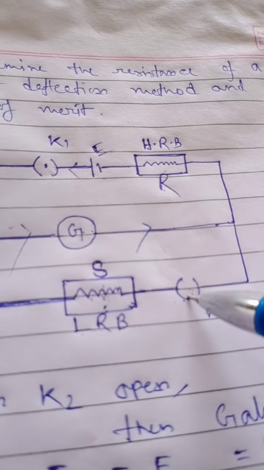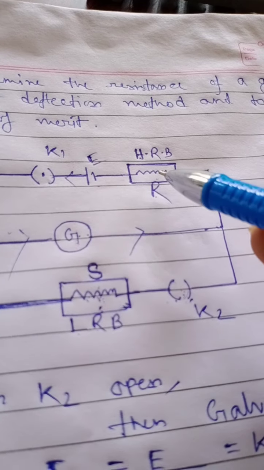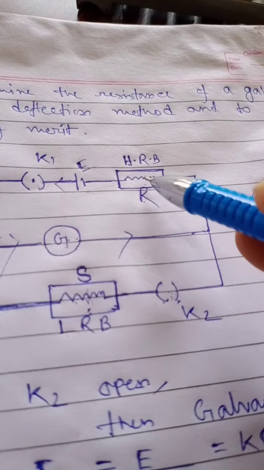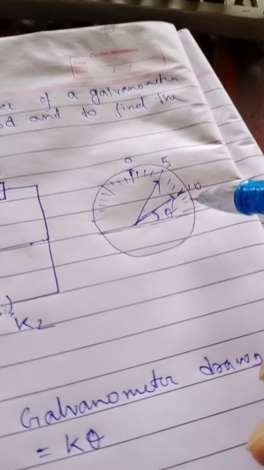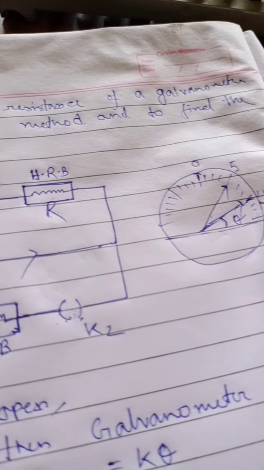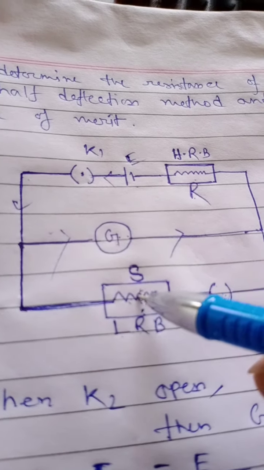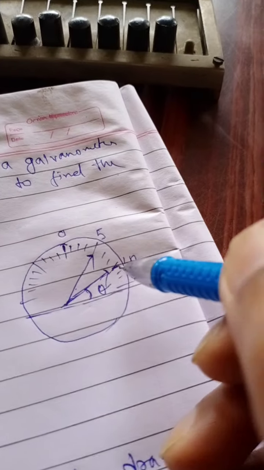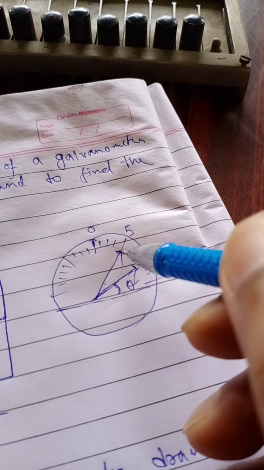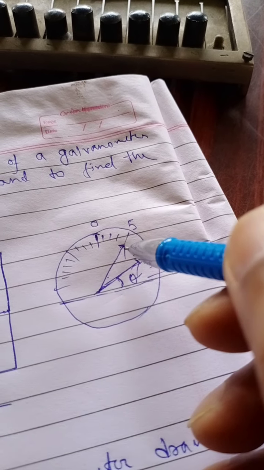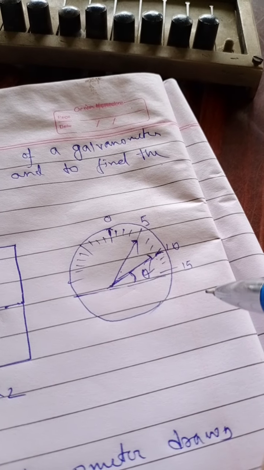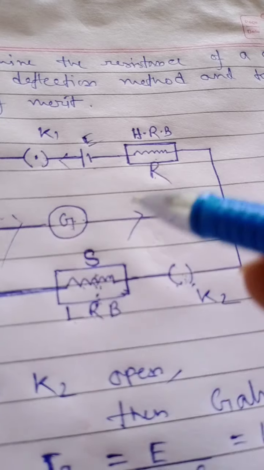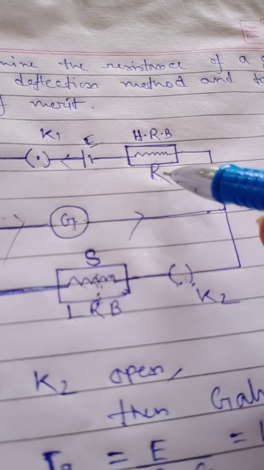So at first this was disconnected. I repeat once more, this was disconnected, and in the high resistance box the resistance is given. Then we get the deflection here, suppose 10. For the next step, we put a resistance in S in such a way that the deflection is half of the previous one. So if 10 was there, now the deflection will be 5. And we have to note this resistance S applied, and this resistance R applied also.